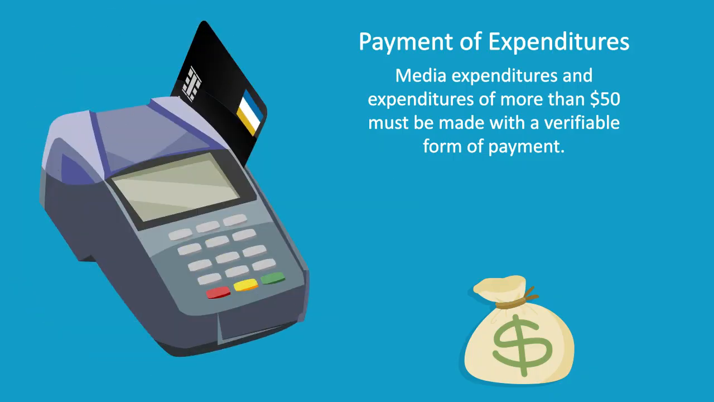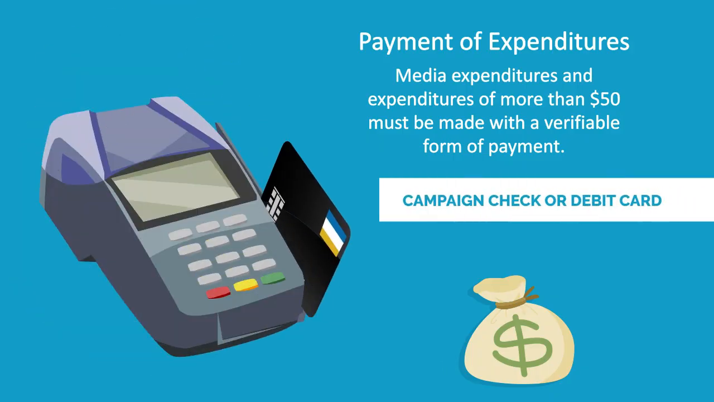How are expenditures paid? Expenditures of more than $50 must be made with a verifiable form of payment, for example, a campaign check or debit card, and not with cash. All expenditures for media, including television, newspaper ads, and billboards, must be made using a verifiable form of payment.